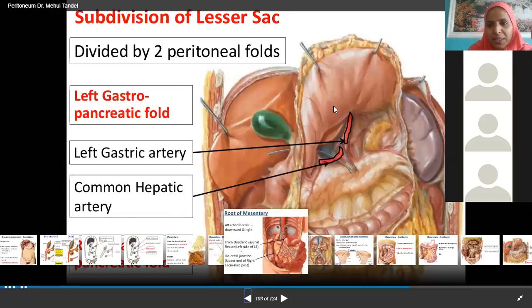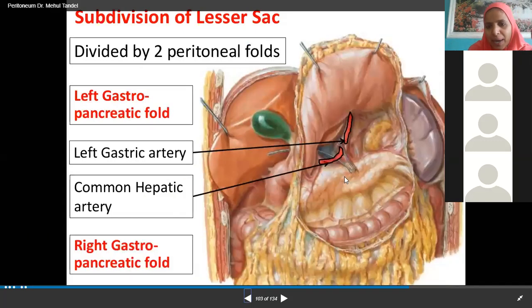See, we have lifted the stomach. Now can you see these are the pancreas? So here you are, see, this whole thing is the lesser sac. So here we will find one fold, here we will find one fold.